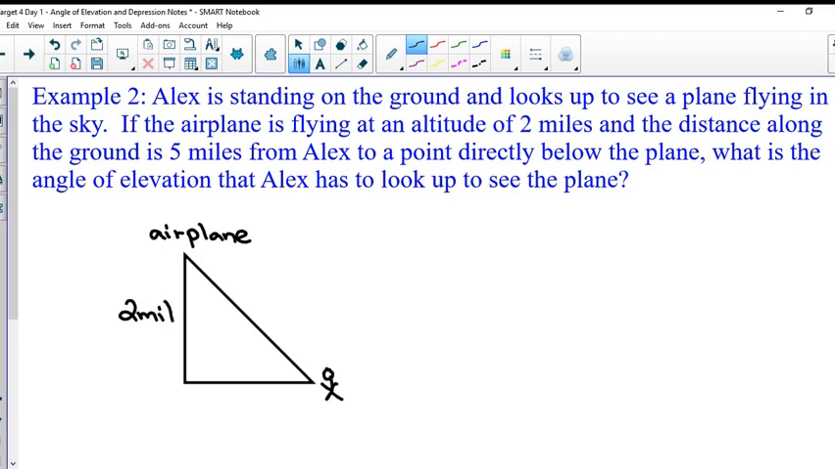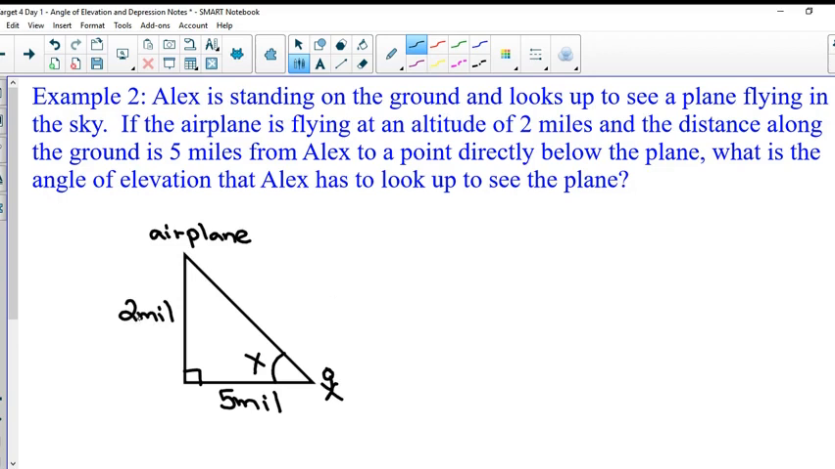And the distance along the ground is 5 miles from Alex to a point directly below the plane. So what that's saying is that the distance on the ground from Alex, here's Alex, to a point directly below the plane is 5 miles. Okay, here's our right triangle. What is the angle of elevation that Alex has to look to see the plane? So if Alex is down here, the question is, what is this angle that Alex has to look in order to see the airplane? All right, there's our picture.